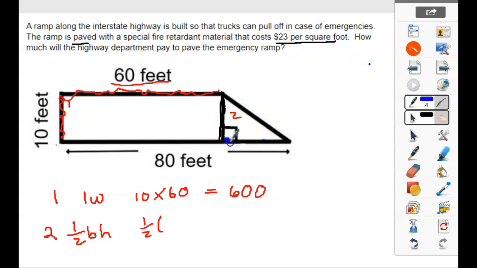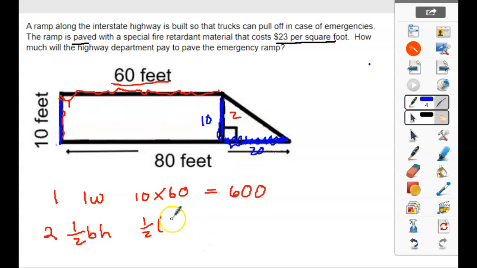And the base of the triangle, that's this here that I'm just highlighting in blue. And so if the full length across this thing is 80, and then this top part is 60, I can find that just by subtracting. So this is going to be 20 feet. And then I also need to find the height, and that side corresponds with this other side of the rectangle. So that's going to be 10.